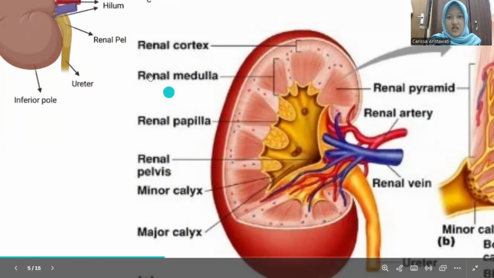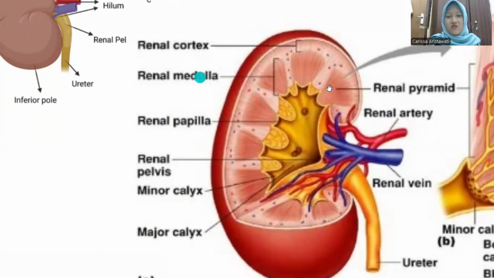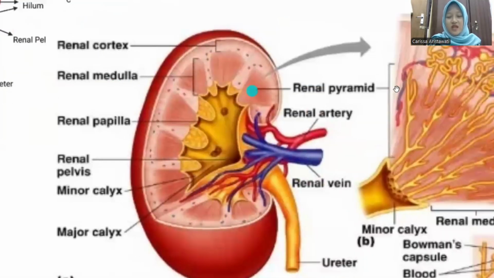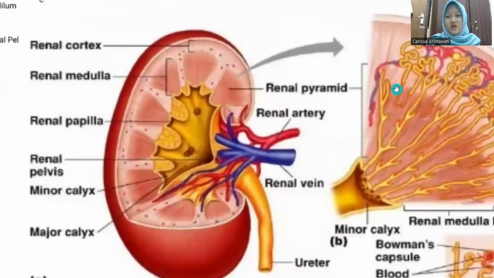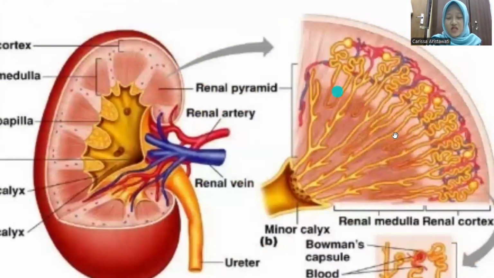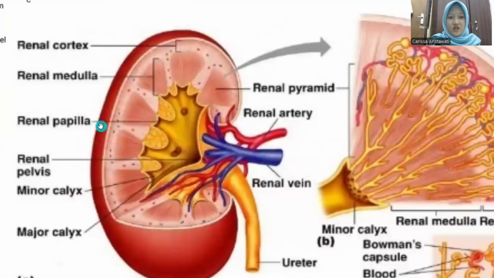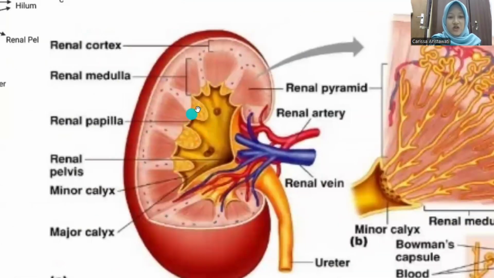And inside the renal medulla, there are renal pyramids. Inside the renal pyramid, there are these complicated structures called the nephron. We will talk about it in the next slide. Let's continue. And this one is called the papilla.